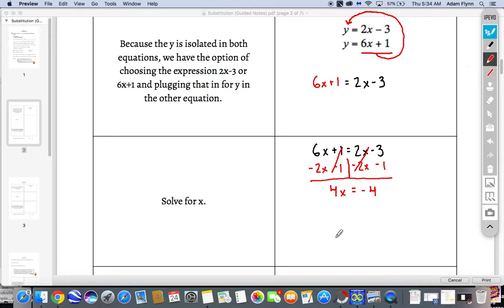Okay, so if I continue to solve here to get this x by itself, I have to divide by 4 on both sides. So x is going to be negative 4 divided by 4, which of course is negative 1. So there we go. We have one coordinate for our solution here. Okay, we have our x coordinate.